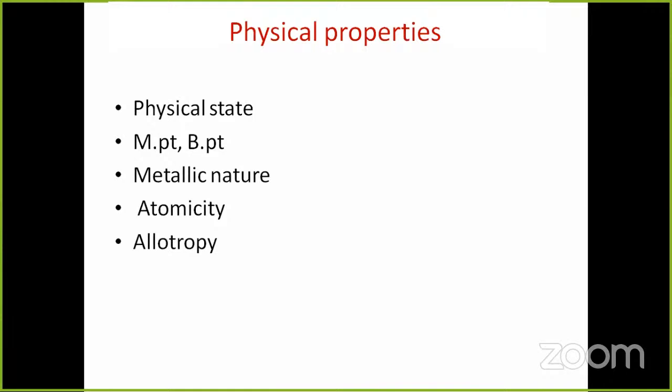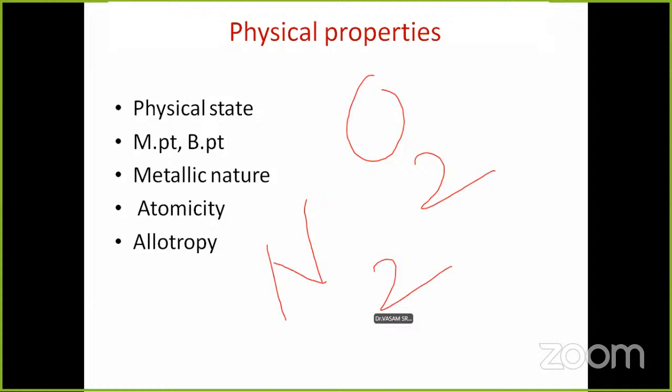Atomicity means the number of atoms associated to form a stable molecule. For example, take oxygen. The oxygen is always stable as O2. And for nitrogen, the stable form is N2.